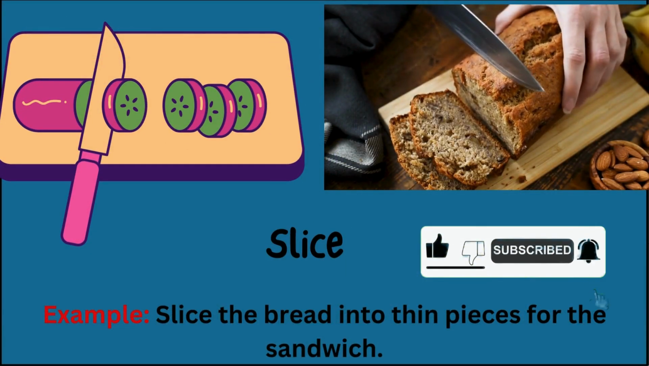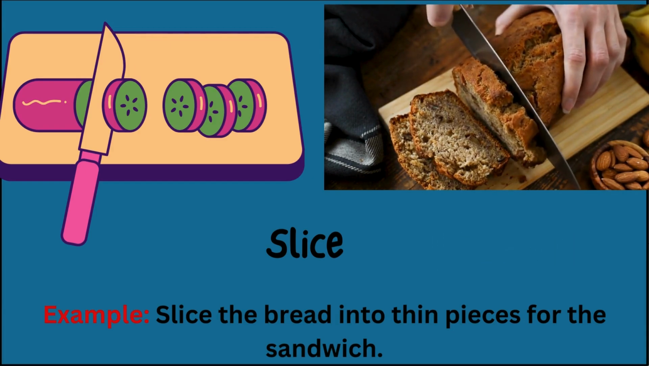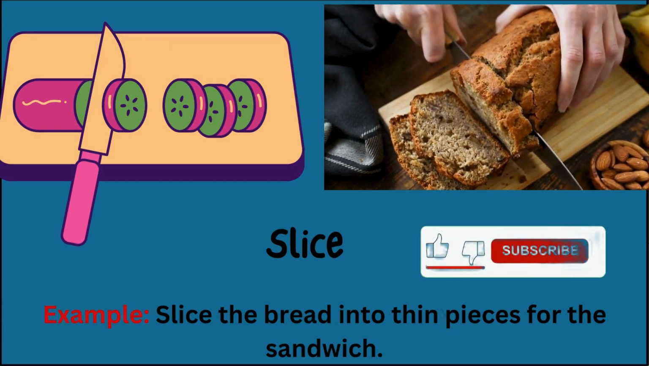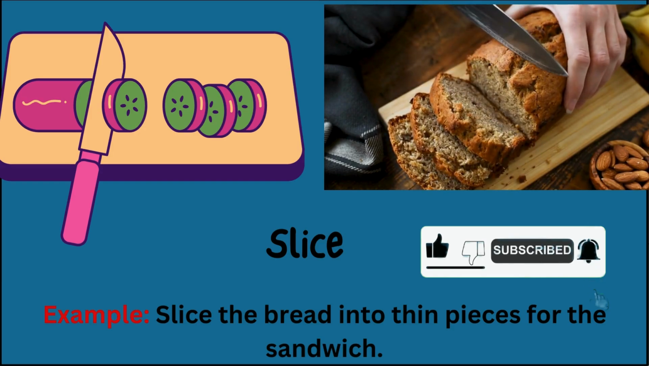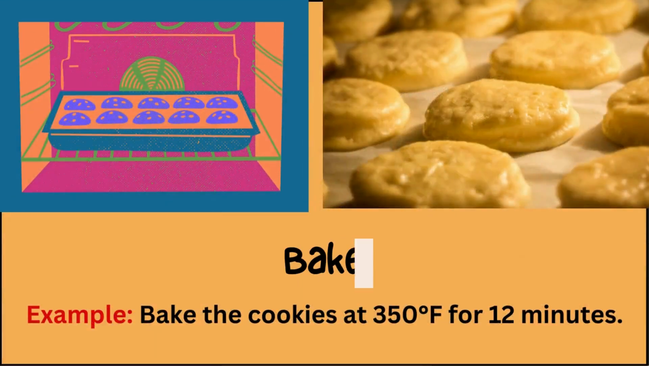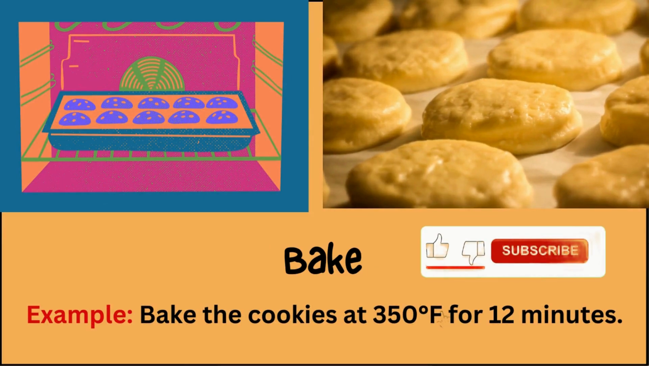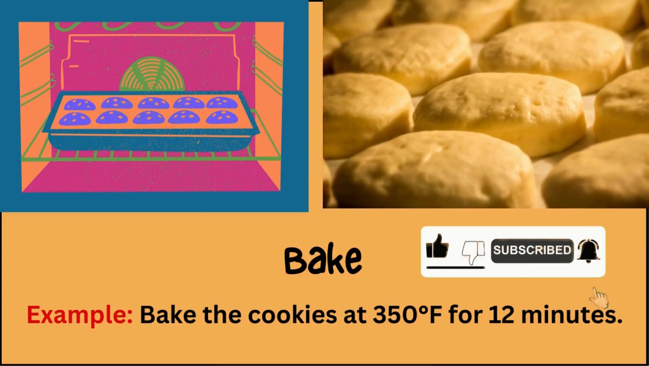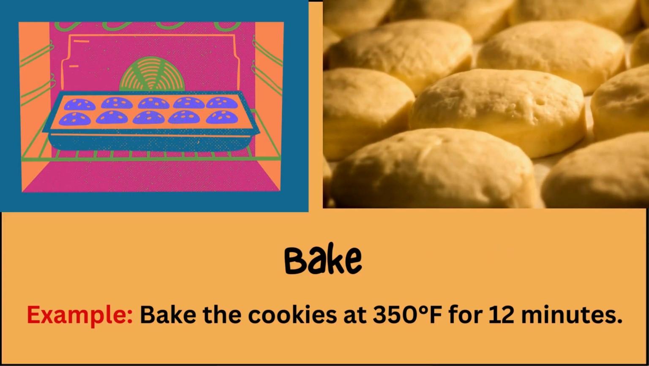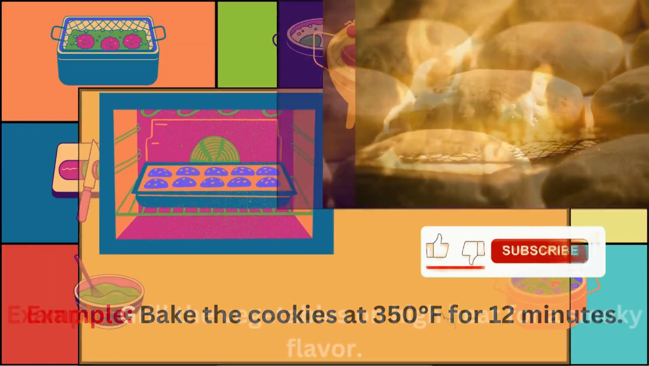Slice. Example, slice the bread into thin pieces for the sandwich. Bake. Example, bake the cookies at 350 degrees for 12 minutes.